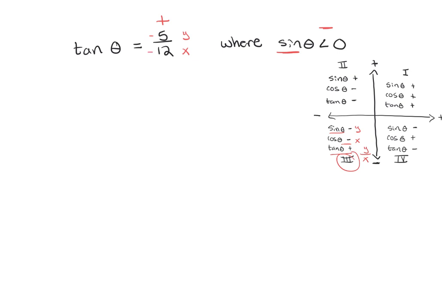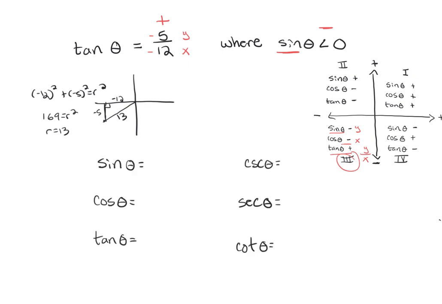So I'm going to draw this out in quadrant 3. So I have to go left 12, -12, and then down 5, and we have to find the hypotenuse. So -12 squared plus -5 squared equals r squared, and you should get that r equals 13. So now let's write all of these trig functions.